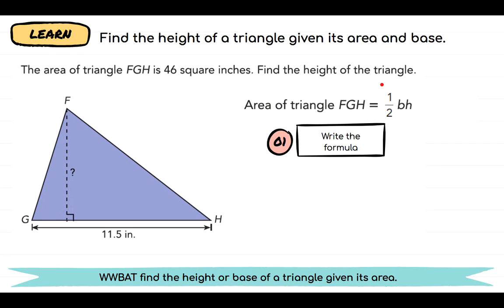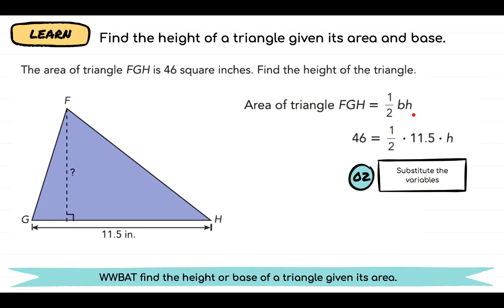Today we are going to find the height of a triangle given its area and base. So this question said the area. The area means the surface area of the whole thing of triangle FGH. It's 46 square inches. Find the height of the triangle. So first of all, we have to write down the formula. The area of the triangle FGH equals 1/2 base height.